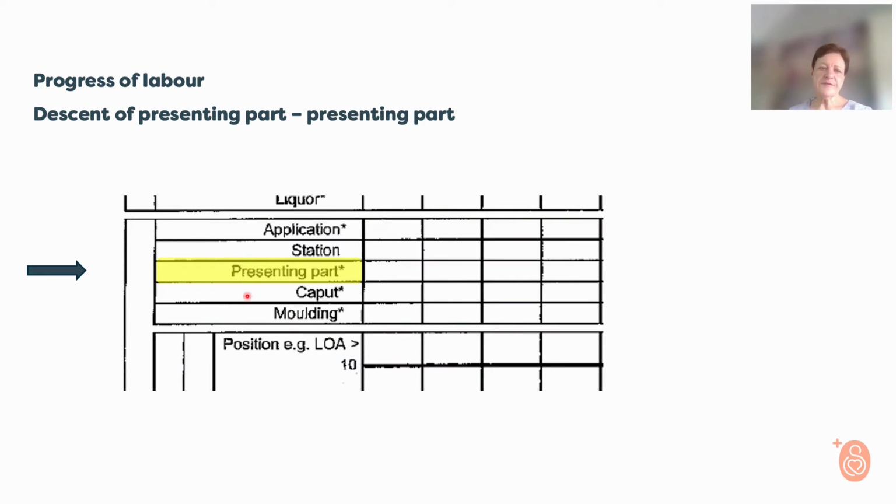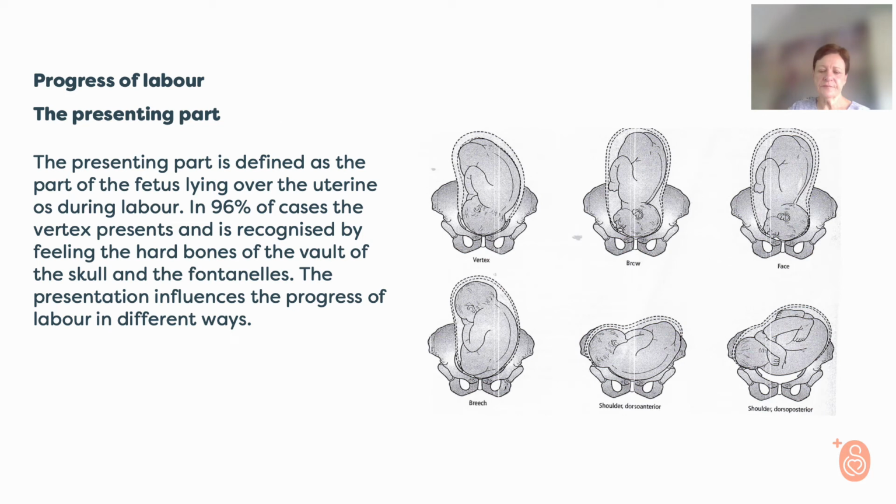Then when we talk about the presenting part as such, it also plays a role in the progress of labor, as I will indicate to you now. The presenting part is defined as the part of the fetal head or the fetus that lies over the uterine os during labor. So that's the part that's going to be born first. We have a vertex presentation, or we can get a brow presentation, face presentation, breech presentation, or a transverse presentation. Transverse presentations can't be born normally, so this is already an indication for a cesarean section, and there will be no progress of labor.